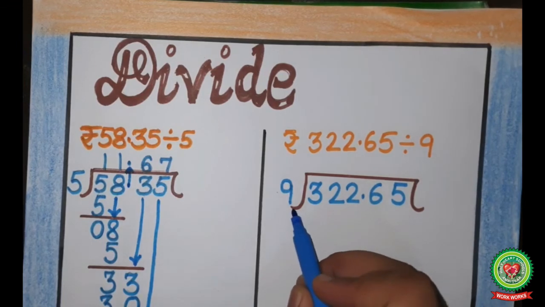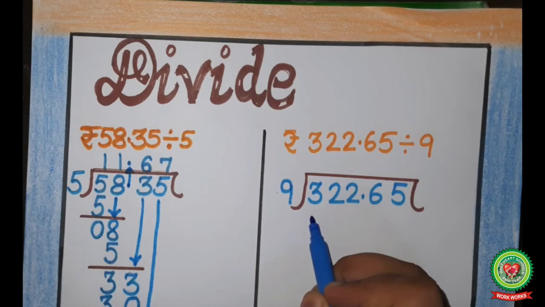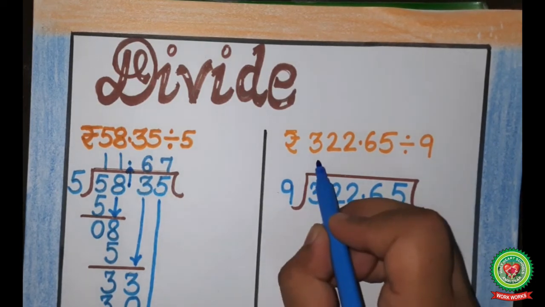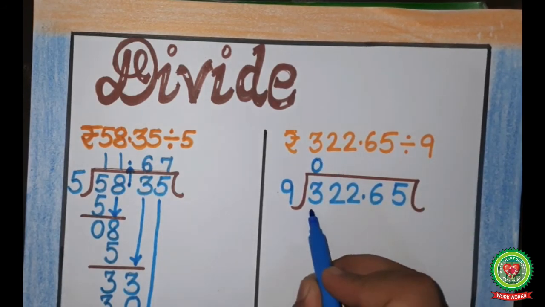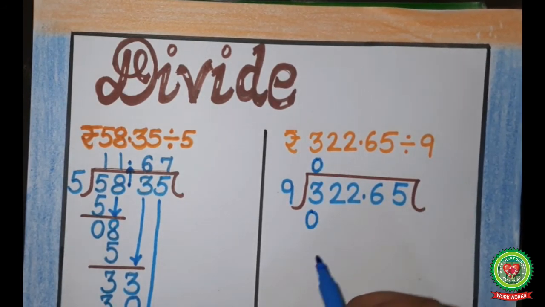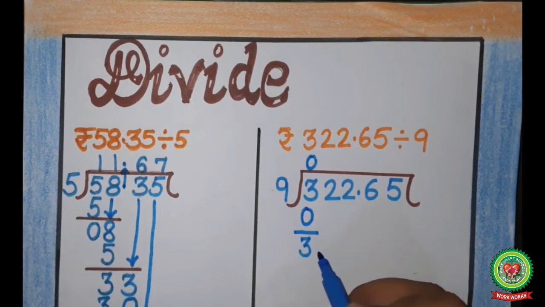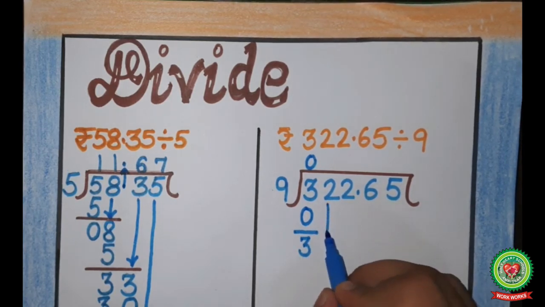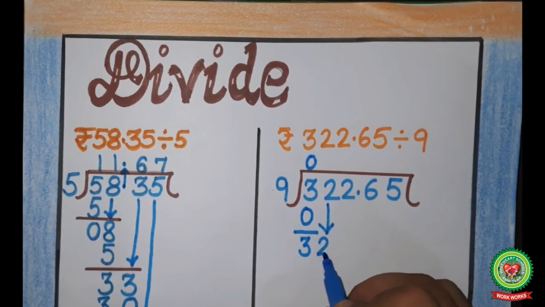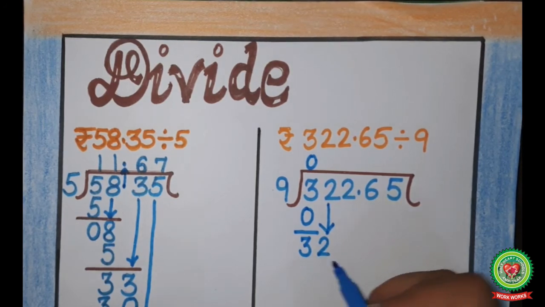Now let's do divide. First of all, we will take 3. On the 9 table, 3 comes? No. And on the 9 table, the number that is less than 3 is 0, and it comes on 0. 9 zeros are 0. Next step is do minus. 3 minus 0 is 3. Next, bring 2 down. So the new number is 32.